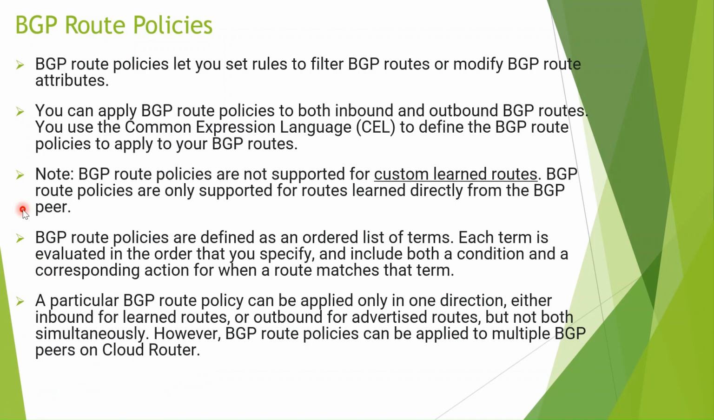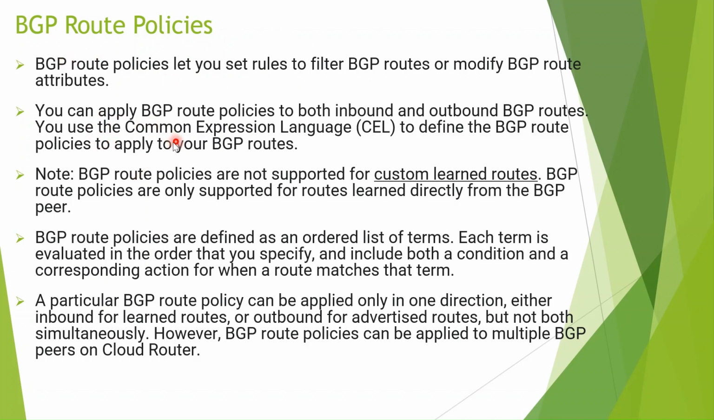In this video, we are going to talk about BGP route policies, which we are going to use via Cloud Router. It can be used with VPN or Interconnect also, but in this video I am focusing on Cloud Router. BGP route policies let us set rules to filter BGP routes or modify BGP routes or attributes. So if you want to modify how the routes will flow, or if you want to allow or deny specific routes, we can use BGP route policies.